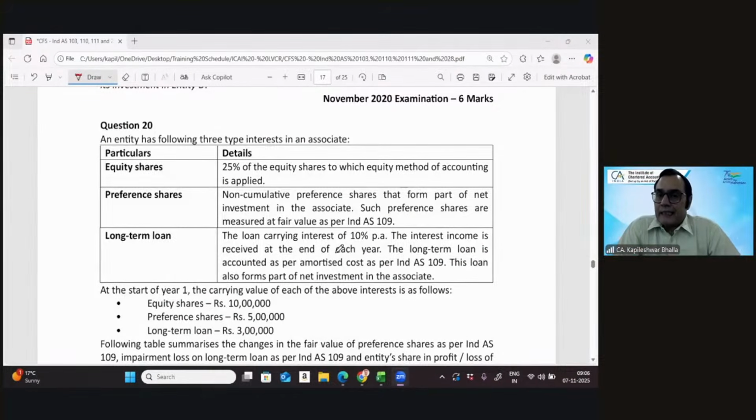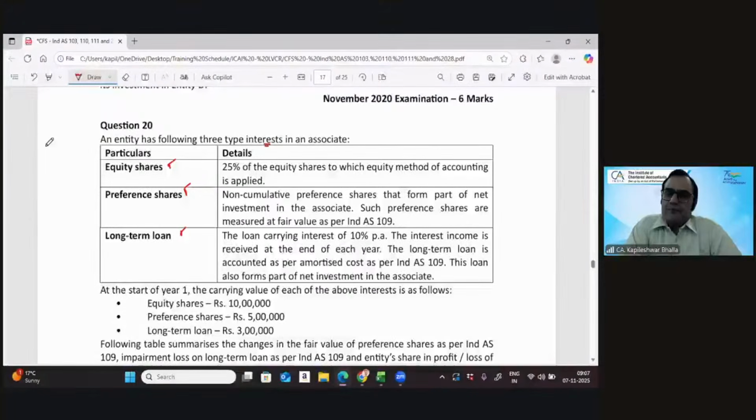It says an entity has the following three types of interest in an associate. So we're given that they've got equity share, they've got preference shares, and they've got long-term loan. Now, since you know the concept, I think some quick questions would be great to ask you at this stage. And I think that will be a wonderful exercise.